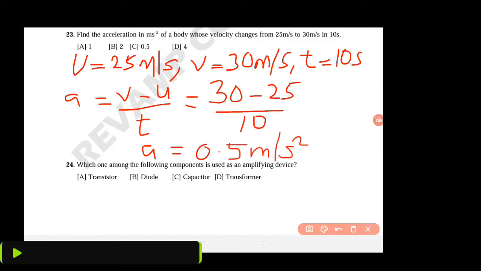Okay, now for question number 24. Question number 24 says, which one among the following components is used as an amplifying device? The correct option is transistor. Transistor is the major component of an amplifier, or let me say a signal amplifier, though all the others are components in the options.